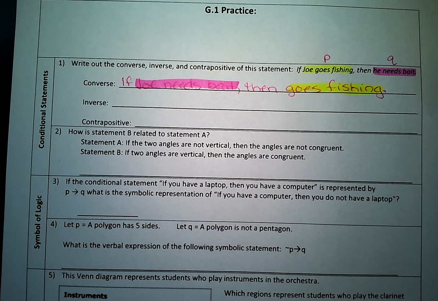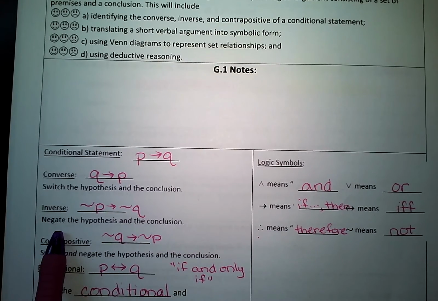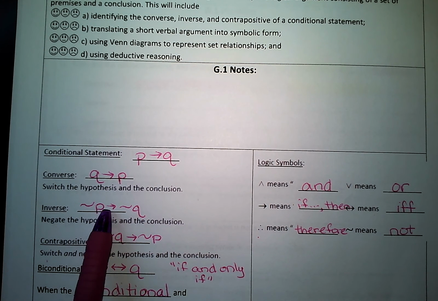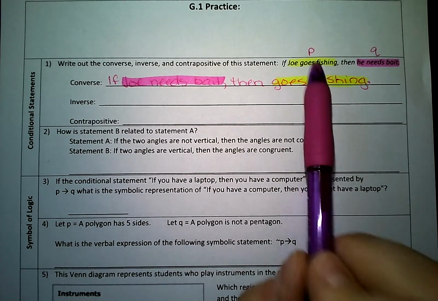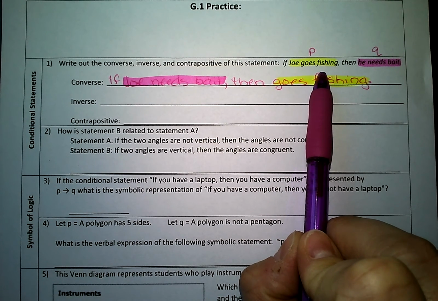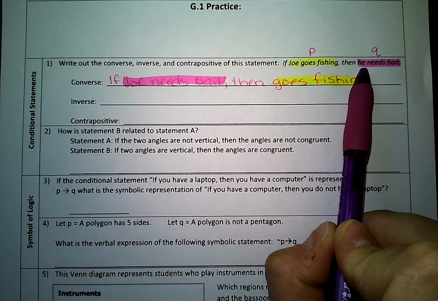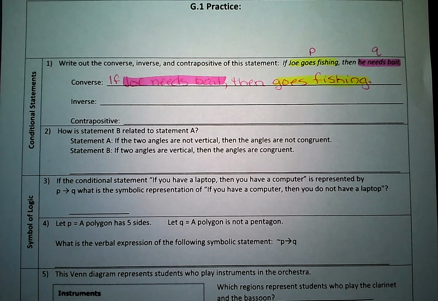Next, we're going to tackle the inverse statement. Check out your notes again. The inverse statement negates the hypothesis and conclusion. We use these squiggles to represent the negation of P and the negation of Q. Well, the easiest way to negate a statement is to state the opposite. Instead of if Joe goes fishing, I'll want to say if Joe does not go fishing. Instead of saying then he does need bait, I want to say he does not need bait. I'm going to pause my video while I write these up.